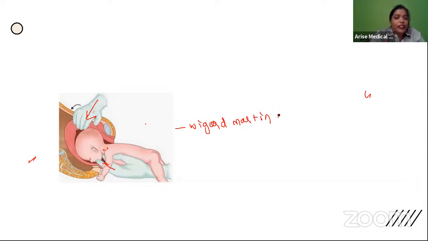So how is it different? It doesn't have the shoulder traction. If you have shoulder traction, three things, then three names: Mauriceau-Smellie-Veit. If you have only two things, that is suprapubic pressure and malar flexion, then it is Wigger-Martin.